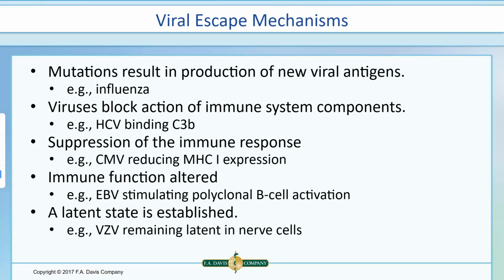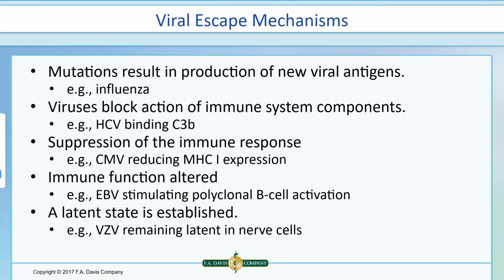Viral escape mechanisms. So there are ways that viruses that try to infect you can escape recognition by your immune system. Mutations result in the production of new viral antigens, such as in influenza. That's why every year we need a new flu shot, because every year new viral antigens are present. And the flu shot's really just a prediction of what the most common viral antigens are going to be in circulation. Now, we do a really good job at predicting, but sometimes we predict the wrong things, and even after getting the annual flu shot, you end up getting the flu. Usually it's a milder case, but it's possible.